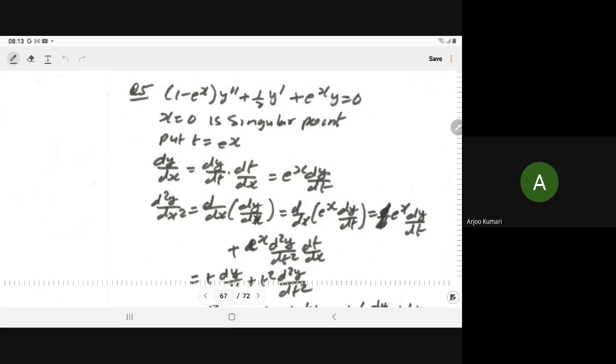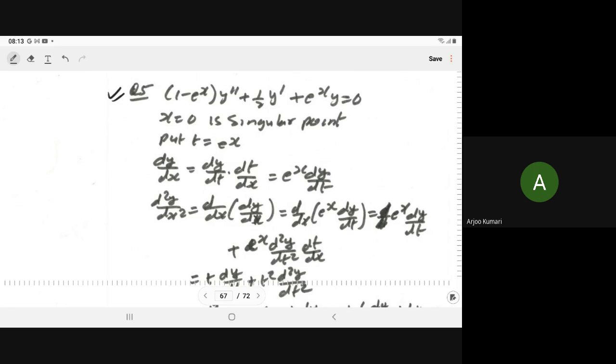This is a very important question from the book: 1 minus e to the power x, y double dash plus 1 by 2 y dash plus e to the power x y is equal to 0. By seeing it, we cannot judge that it is a hypergeometric equation.